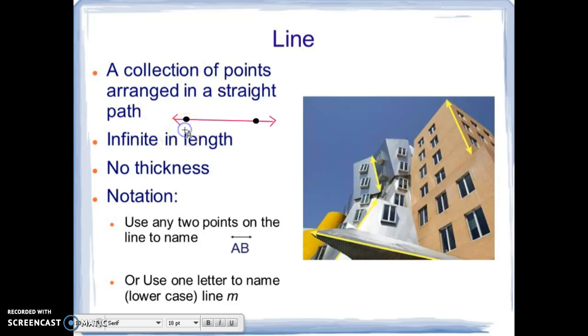And so in this example, if this were point A and this were point B, there are 2 points that are on that line. So we could label or name this line AB or BA. The order doesn't matter. You name it with any 2 points that lie on the line. Or we could choose one small lowercase scripted letter, in this case M, and we could call that line M.